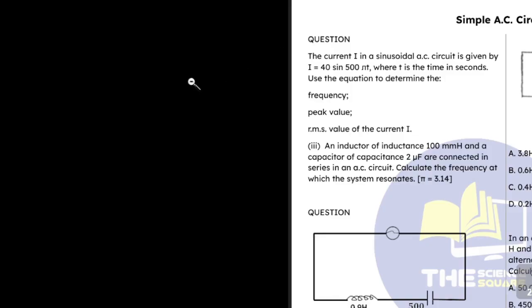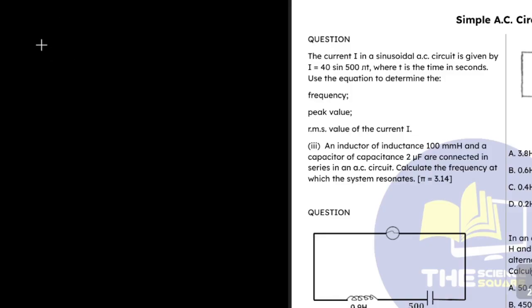Now the first question we have here says: the current I in a sinusoidal AC circuit is given by I equals 40 sine 50 pi t, where t is time in seconds. Use the equation to determine the frequency and the peak value. Then, using the peak value, we get the r.m.s. value of the current. So let's go straight to that.